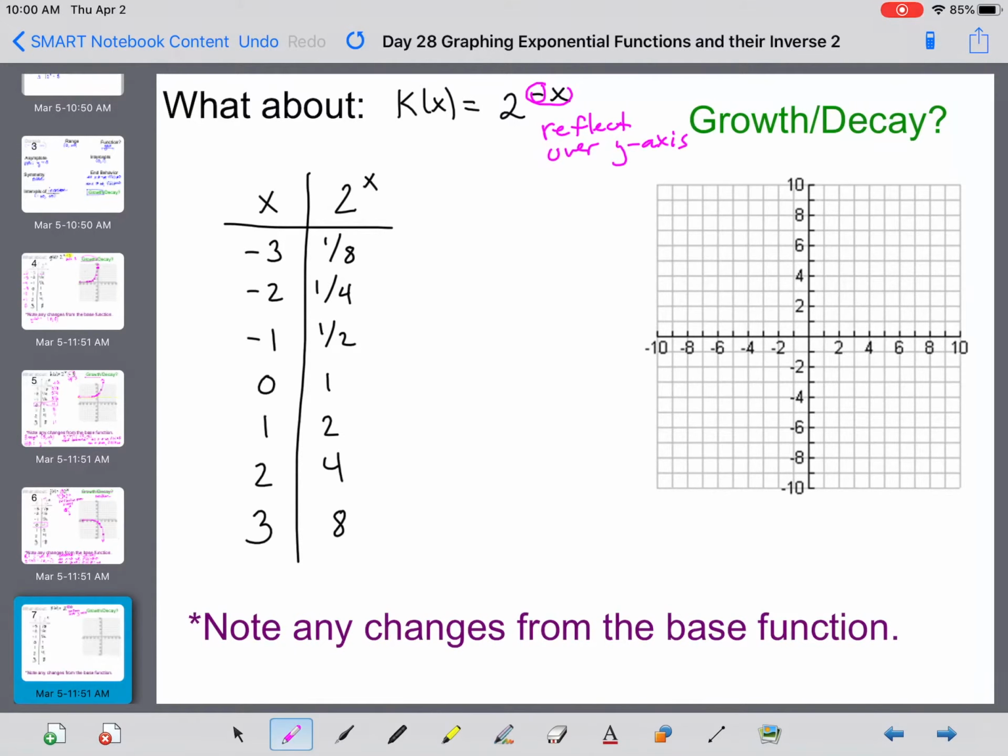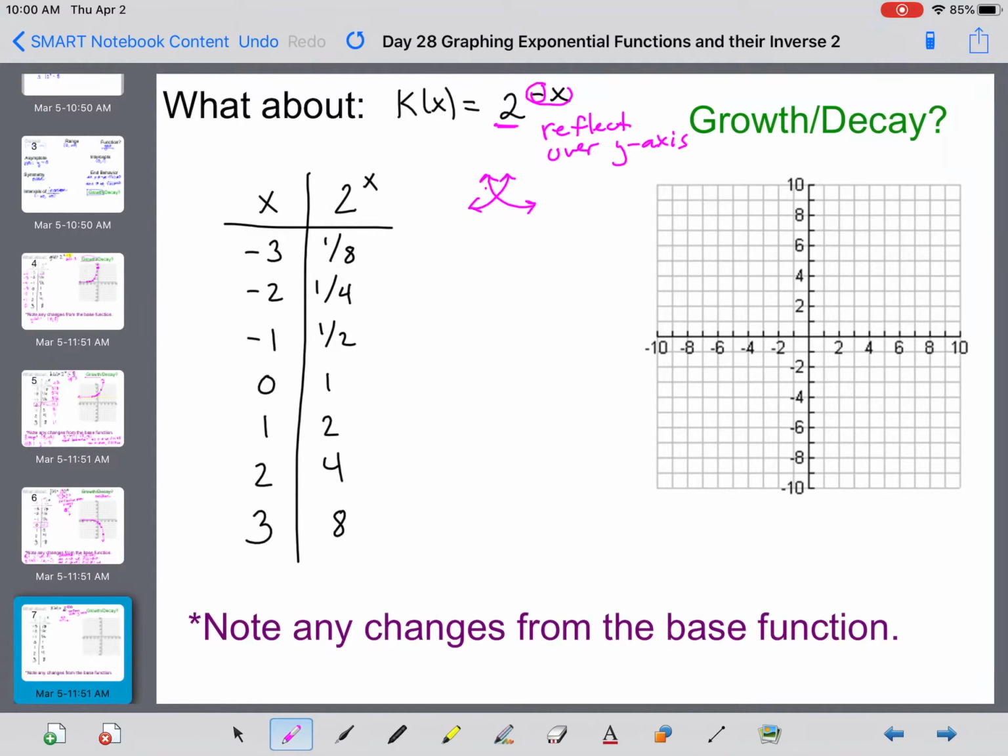Is it going to be a growth or decay? I'm not entirely sure yet. Why don't we look at our picture maybe to help us figure this out? Because it looks like I still have a positive bigger than 1 b value, but I'm not sure what that negative sign is going to be doing here. So if we're reflecting this over the y-axis, if this is my normal function, if it looks something like that, reflecting it over the y-axis is going to be doing something like this.